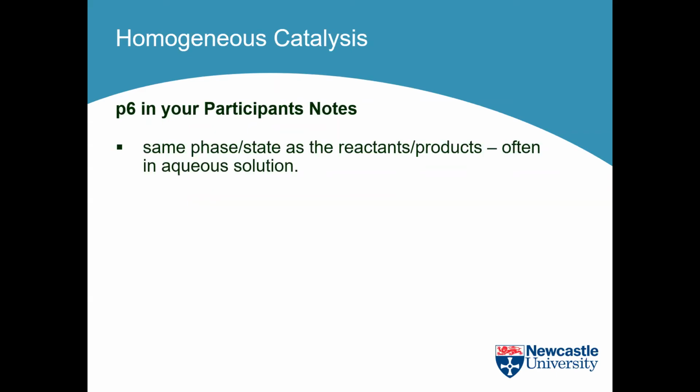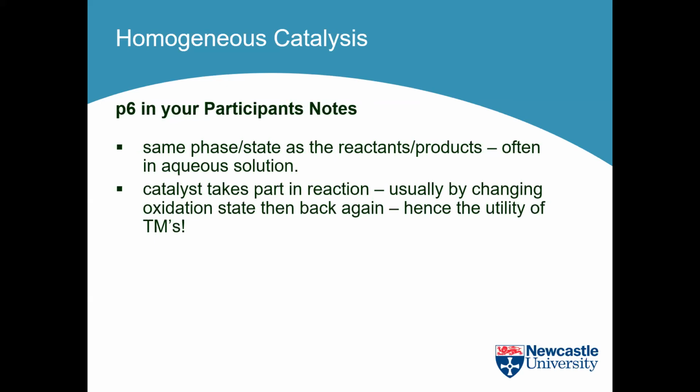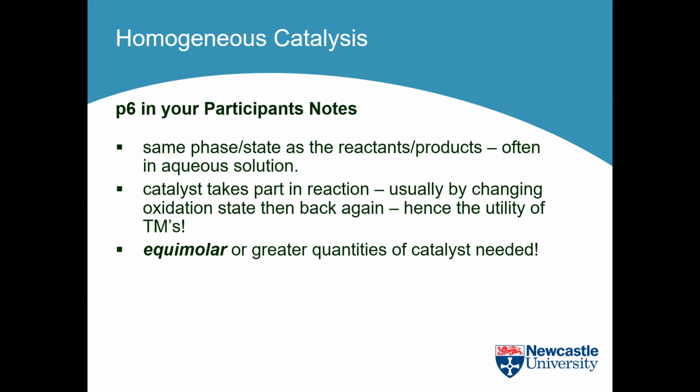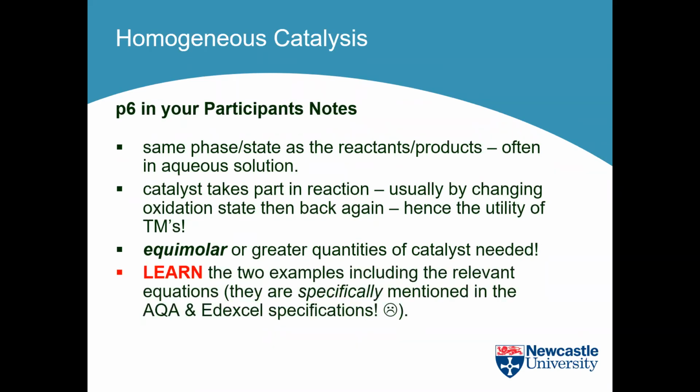So homogeneous catalysis is in the same phase or state of reaction, usually in aqueous solution we're talking about here. Obviously, solids don't react very well with solids, and gases can react with gases, but most gases that react with each other often don't need a catalyst. We'll talk about that later though. But homogeneous ones are often in solution. The catalyst takes part in the reaction. It usually changes oxidation state, but it changes back again. Hence why transition metals are good at it. On the downside of homogeneous catalysis, you need equimolar or greater quantities of catalyst. You need a large amount of catalyst in solution. That's the downside if your catalyst is expensive. And there are a couple of examples of homogeneous catalysts you need to know. I'm not going to go through that now. All the equations and the information are in your PDF booklet that I'll send a link to after the lecture.